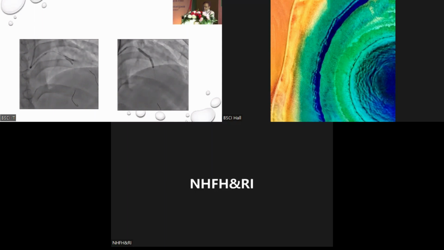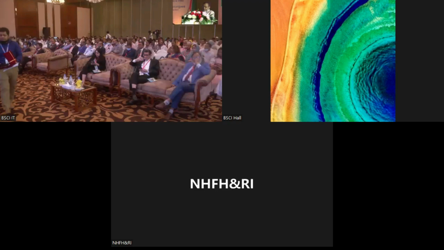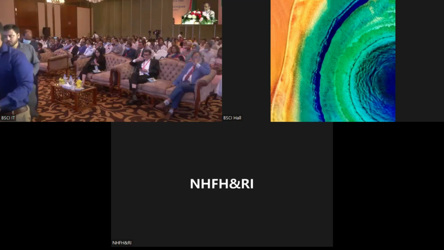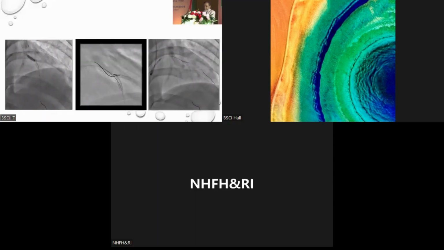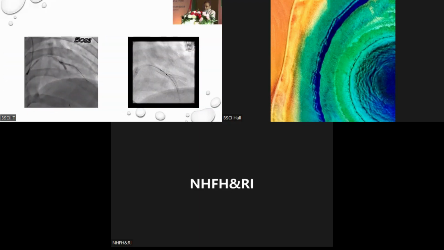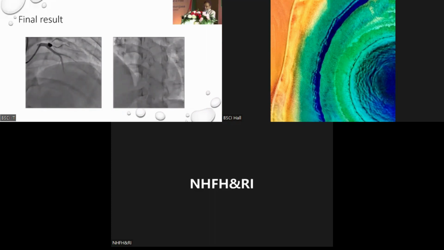And following that, first kissing on the left panel, and then on the right panel, the LAD stent is deployed, and POT is done once again, and then recross, and here kiss is done, and after that re-POT, and after the re-POT, this is the final result.